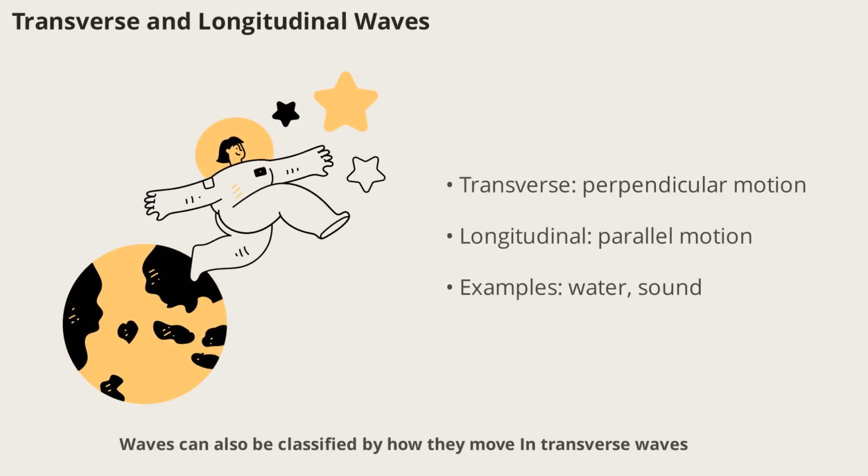In transverse waves, the particles of the medium move perpendicular to the direction of the wave, like ripples on a pond. In longitudinal waves, the particles move parallel to the direction of the wave, as in sound waves traveling through air. Understanding these two types helps us analyze wave behavior in different situations, from musical instruments to seismic activity.